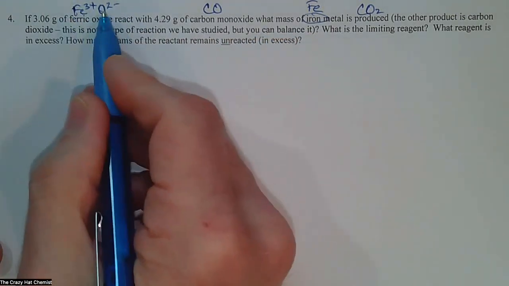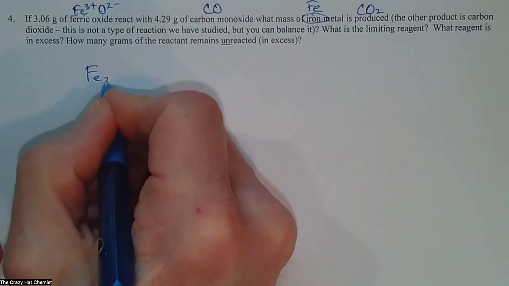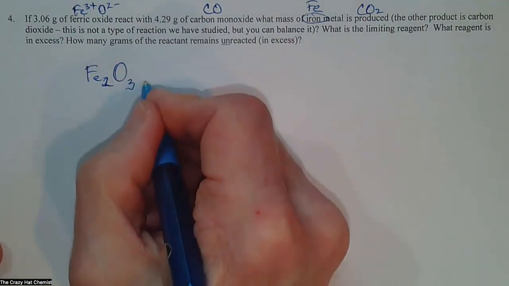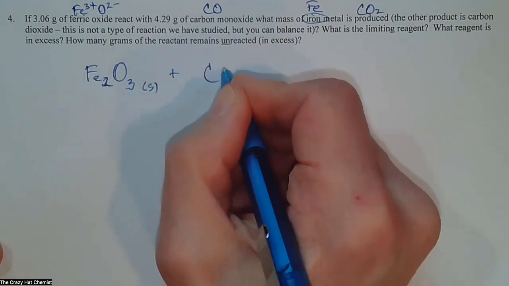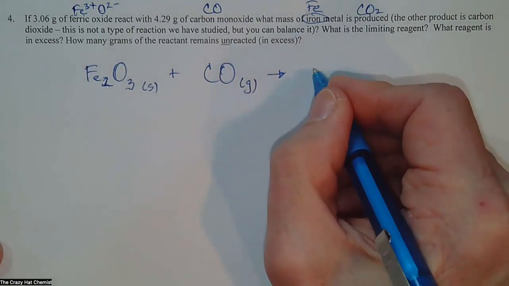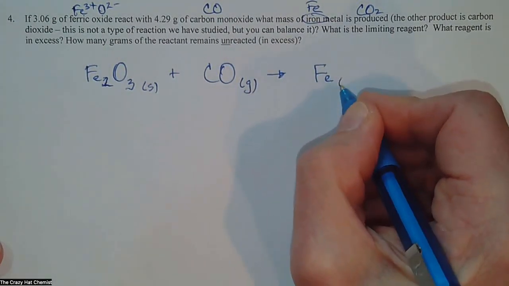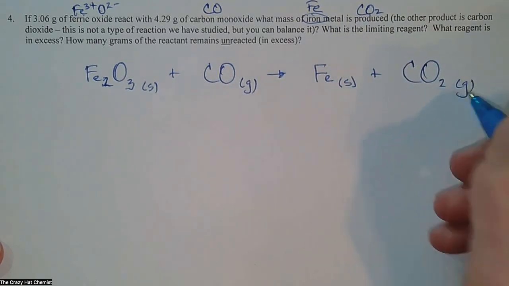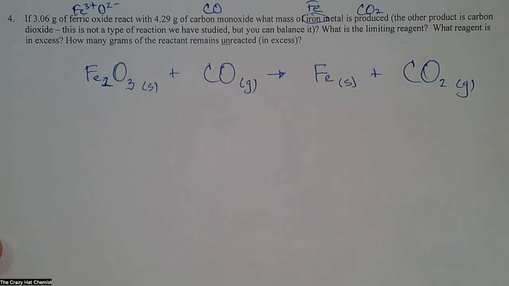So we're going to try that ferric oxide first. That's Fe2O3. That is a solid. Plus the carbon monoxide. That is a gas. Hopefully you're familiar with that. And our products are iron, and that is a solid, and carbon dioxide, and that is most certainly a gas. This is a pretty difficult problem to solve for writing the reactants and products, but hopefully the words within the problem helped you on this.